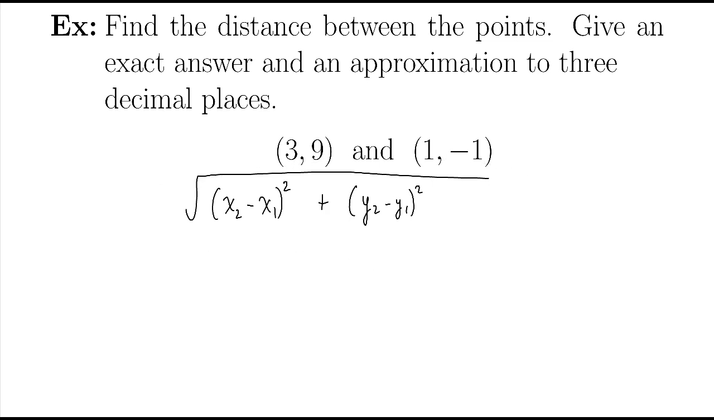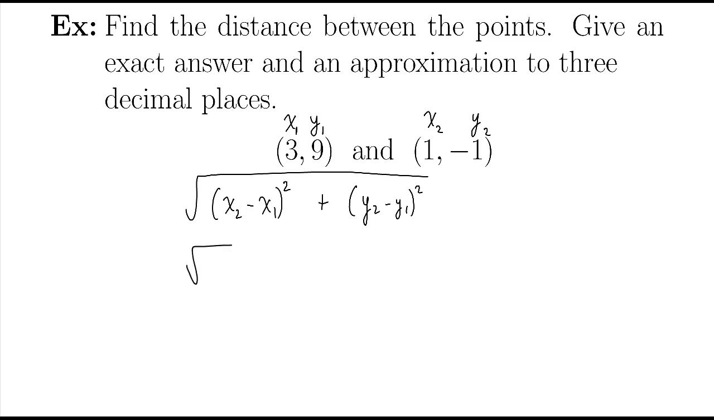All right, so give the exact answer and then an approximation. To find the exact answer, let's just figure it out first. So (3, 9), I'm going to say that that's an x and a y. I'm going to put the little ones to represent that's my first x and my first y. And little 2's to represent second x and second y.